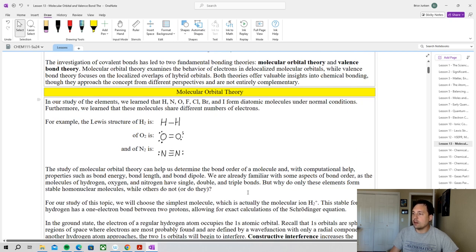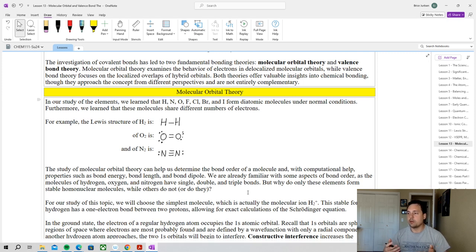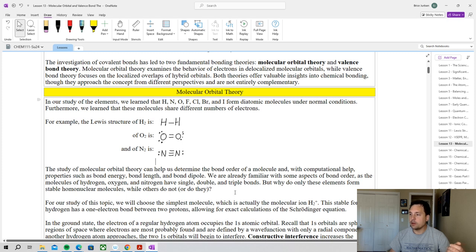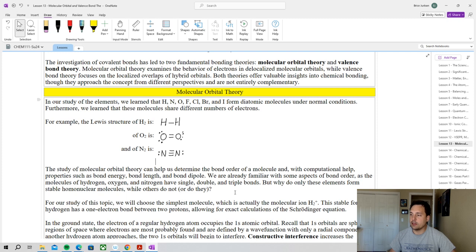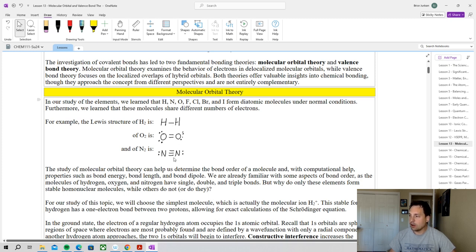So far, we understand a little bit about the bond order of a molecule, but when we study molecular orbital theory, we'll learn about it in a little bit more detail. And with the help of molecular orbital theory, we can also calculate properties such as bond energy, bond length, and bond dipole quantitatively. We can see here that hydrogen has a single bond, oxygen a double bond, nitrogen a triple bond. But why do only these elements form stable homonuclear molecules? Well, other molecules don't do this, or do they do this?